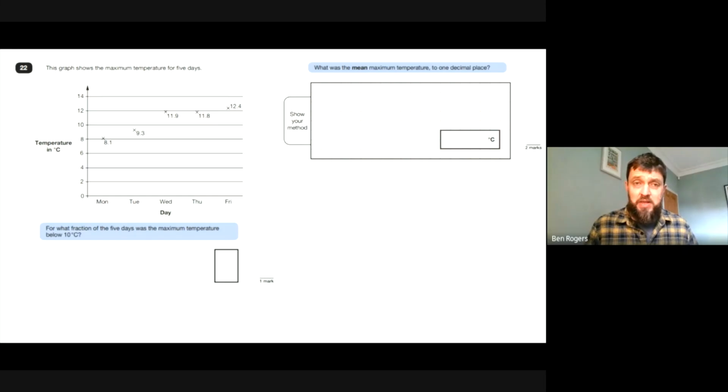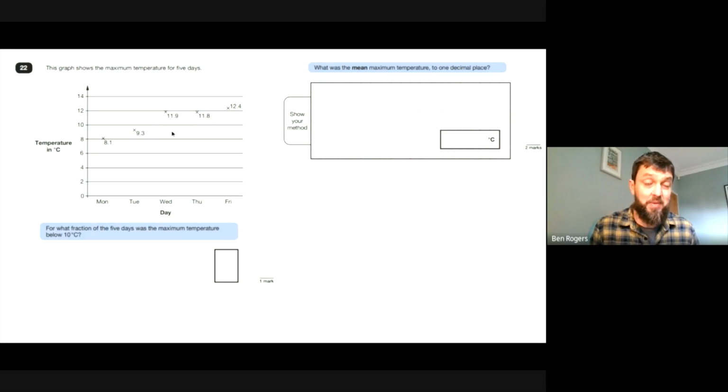Next one, a simple chart. You can see that chart's not your standard form, and they do tend to do it differently every time, which is probably a good thing because it makes you more flexible with it. But just to point it out, and I've not really seen it with these numbers written on before, but just to show you what the majority of pupils will be able to do: what fraction of the 5 days was the maximum temperature below 10 degrees? So there's 2 out of the 5.